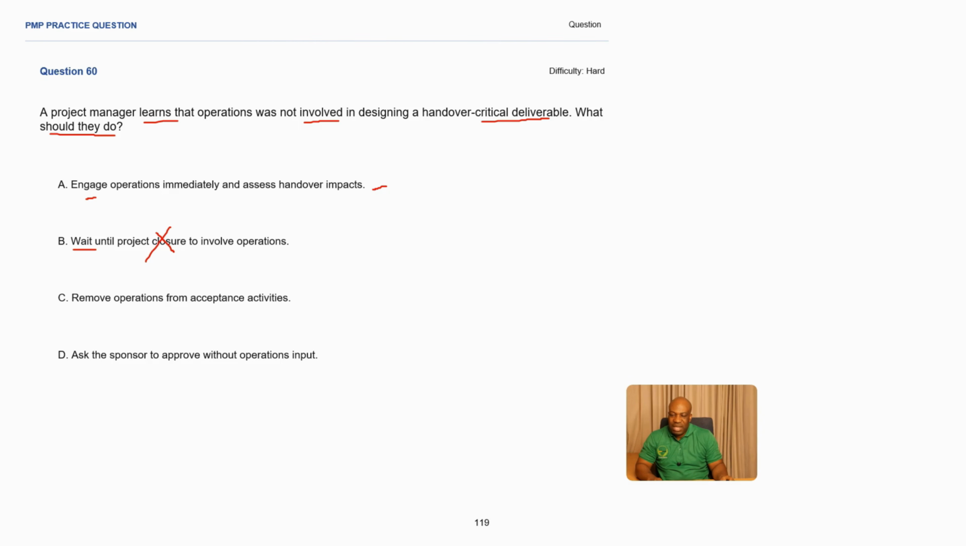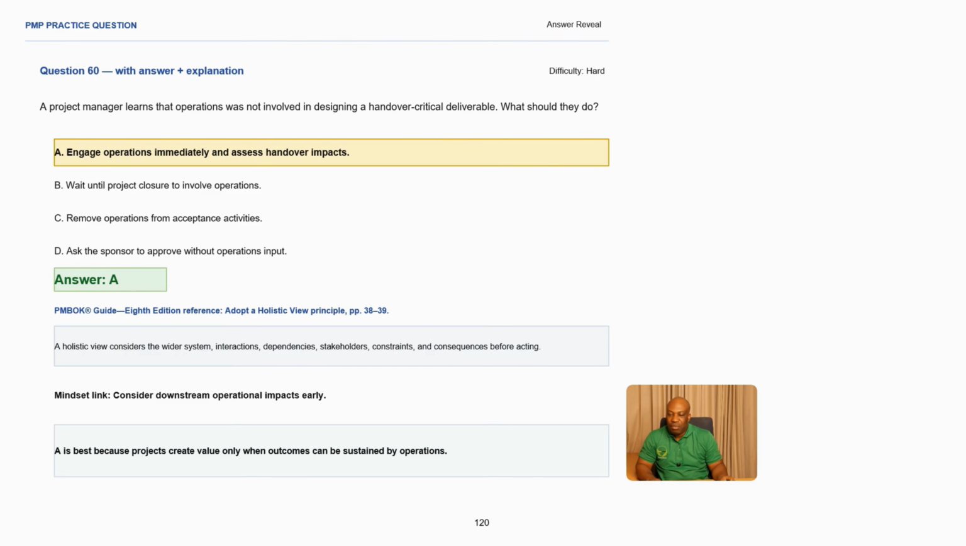Remove operations from acceptance activity. These are the owners of this, so you cannot just remove them like this, making this one incorrect. Ask the sponsor to approve without operations input. You don't ask the sponsor to approve. Operations are the users, so they need this. They're the ones who are supposed to accept it. Making A the best answer in this scenario.